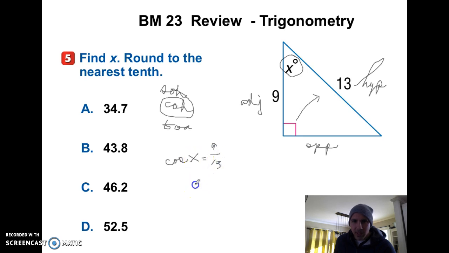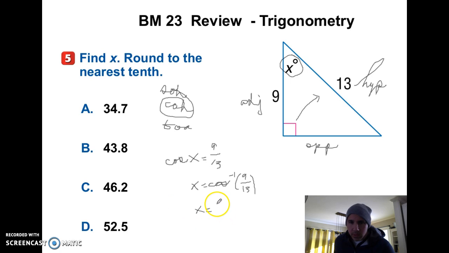To get x by itself, you have to do the inverse of cosine. Cosine inverse, and then I'm going to plug in 9 over 13. Really easy, really simple. X equals, on the calculator, cosine inverse, or cosine -1. On my calculator, I have to hit that second key. Cosine -1, parentheses 9 divided by 13. Close the parentheses.